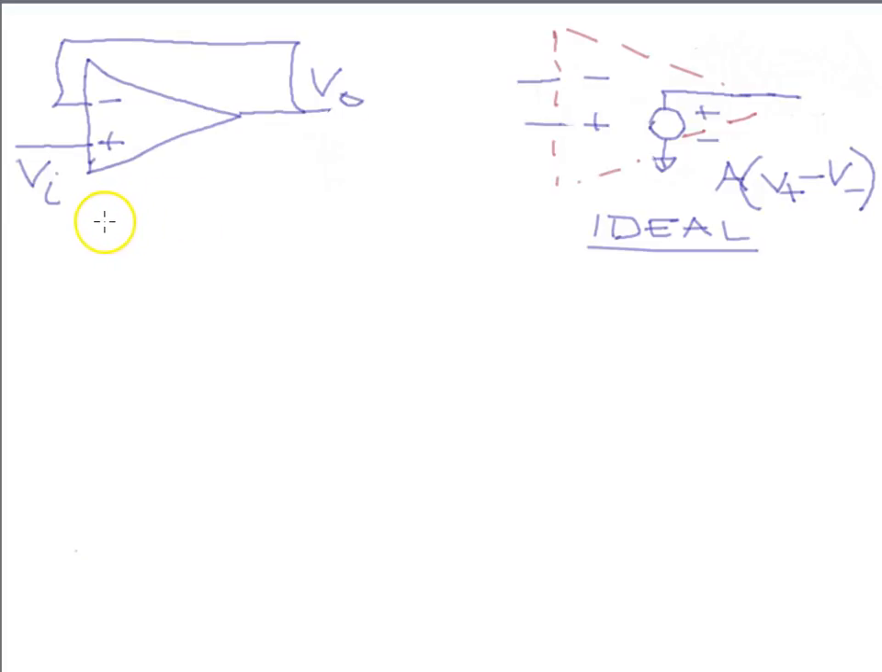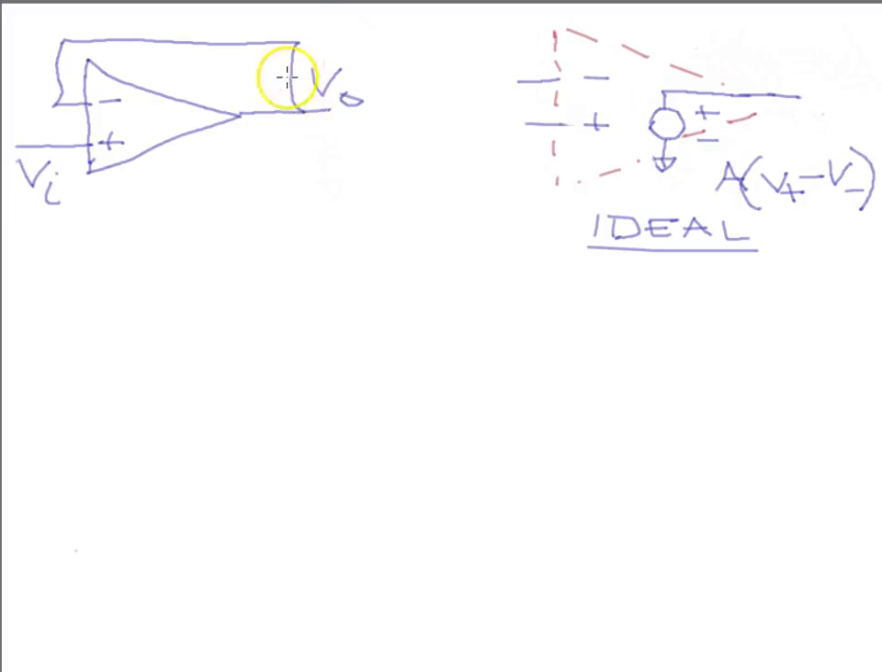Hi, let's look at this op-amp circuit in the upper left part of the screen. This is what's called a voltage follower. A voltage follower would be a circuit where the output voltage follows the input voltage. So here the input voltage is connected to the positive terminal of the op-amp, and the negative input to the op-amp is connected directly to the output.